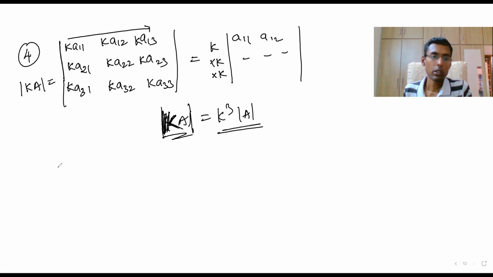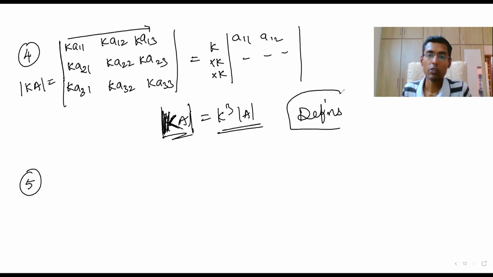Okay. Next, property 5. This all comes from the definition. Yes or no? If you understand the definition, then you can understand all these properties. Okay, got it right? Yes, sir. The next, what is next?